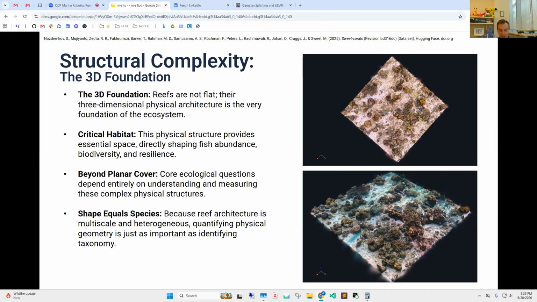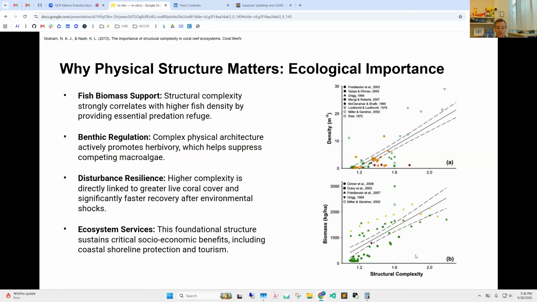So the second parallel branch of this story is the shift from looking at 2D images to looking at 3D models and structural complexity, which happened before 3D modeling, but also photogrammetry and what's called structure from motion, which we'll get into in a second. We have to understand why folks were so focused on the 3D aspect of coral reefs, and it's because of the significance that structural complexity holds.